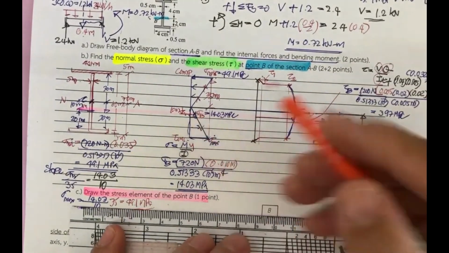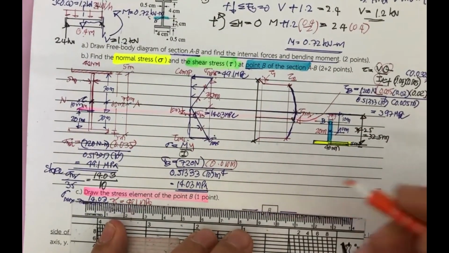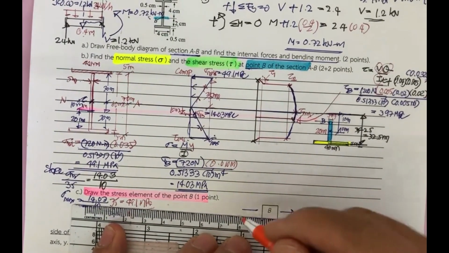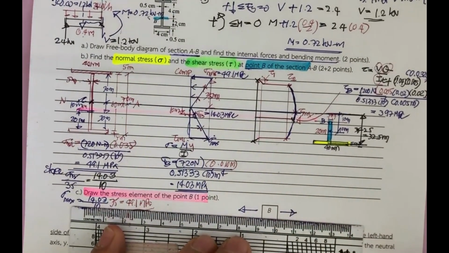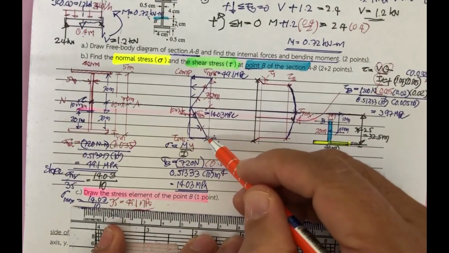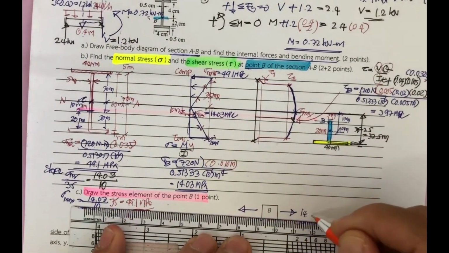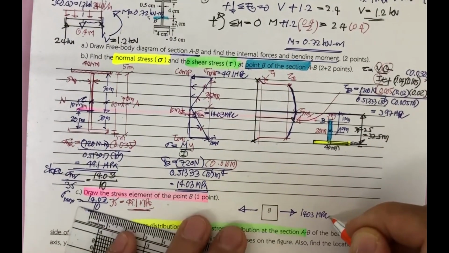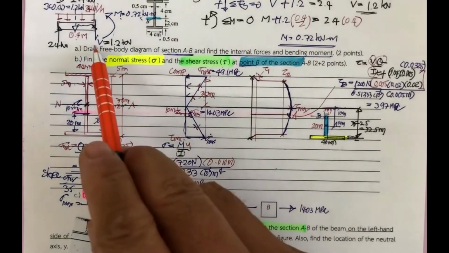This is the normal stress. It is subjected to normal stress in this direction. It's in tension because it's in the bottom portion in tension. This is 14.03 megapascal. Okay, and then the shear is downward.